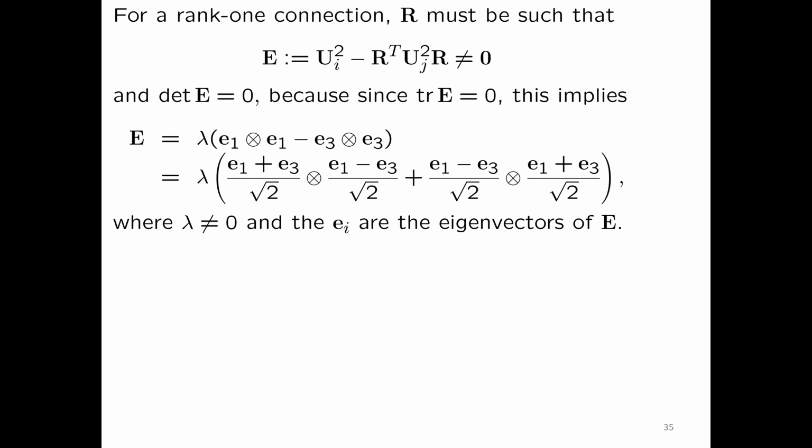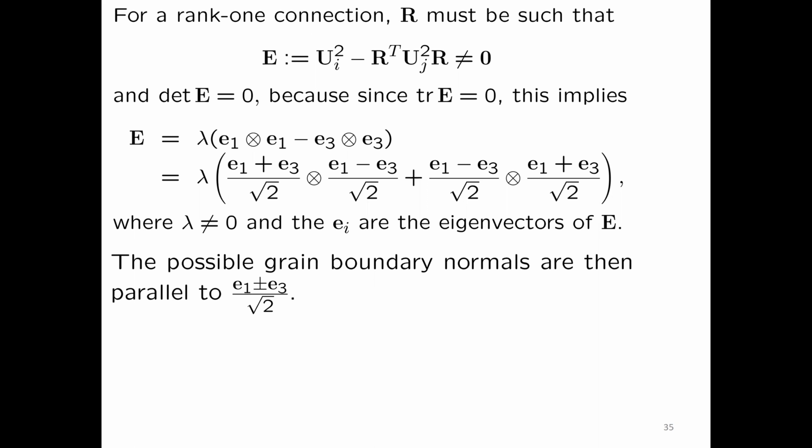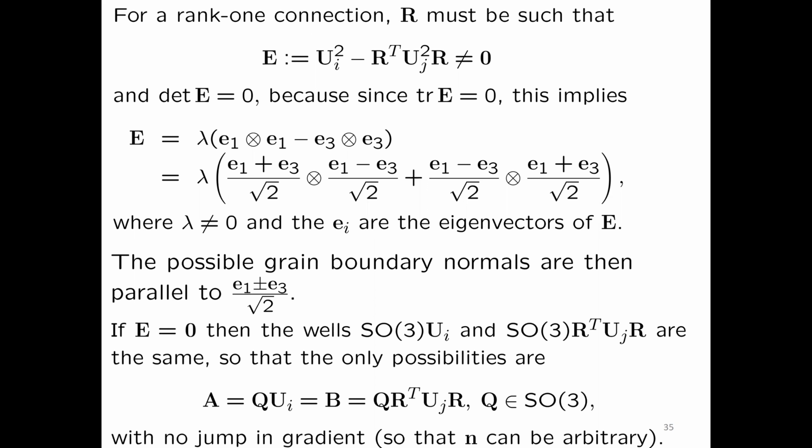So if the determinant E is 0, and then you know that you can. So it's necessary and sufficient. The determinant of E is 0. Okay. And the possible grain boundaries are given by E1 minus E2 over root 2.